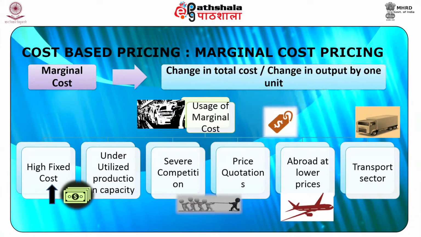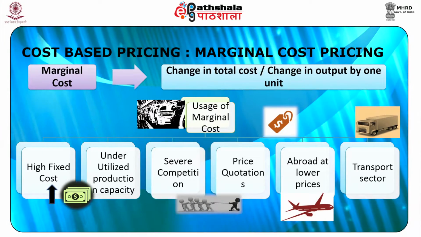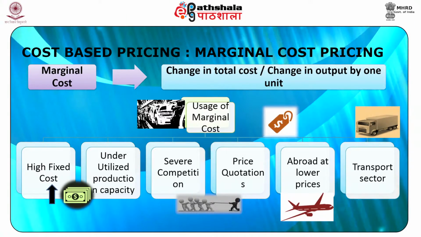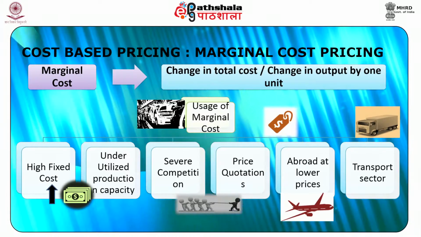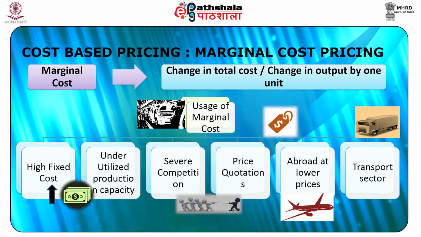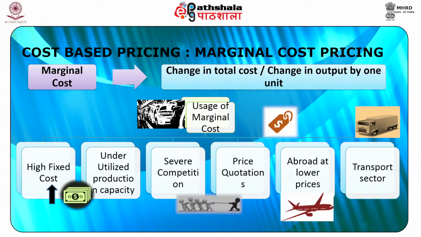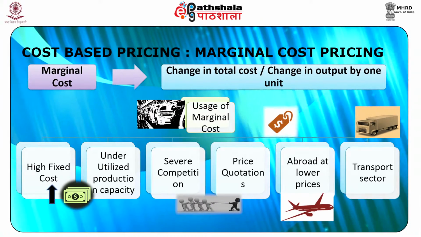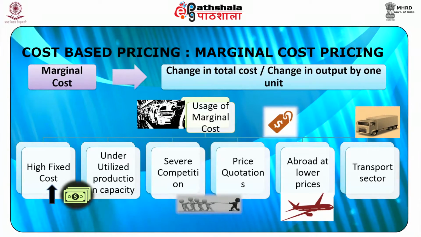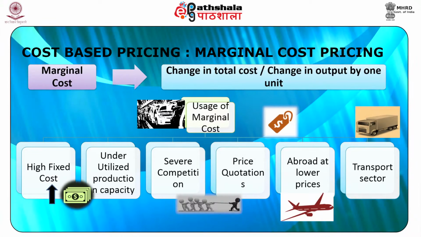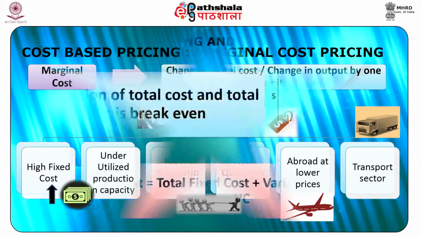Fixed cost remains constant up to a given level of production and variable cost varies with the change in the units produced. This method is used in situations of high fixed cost, when production capacity is underutilized, when there is severe competition in price quotations, and to sell products abroad at lower net prices than the home market. It is most often used in the transport sector.